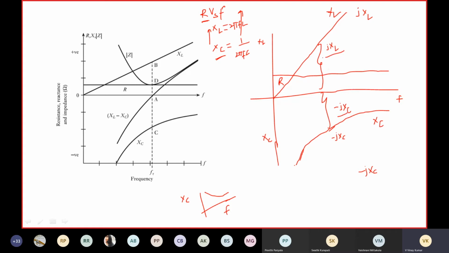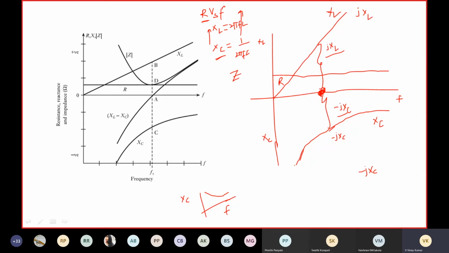When both are equal, what will be the total reactance? Total reactance will be equal to 0. J into XL minus XC is equal to 0. Means at this instant, total reactance is equal to 0. When total reactance is 0, how can I draw Z? At this instant, Z is equal to R.